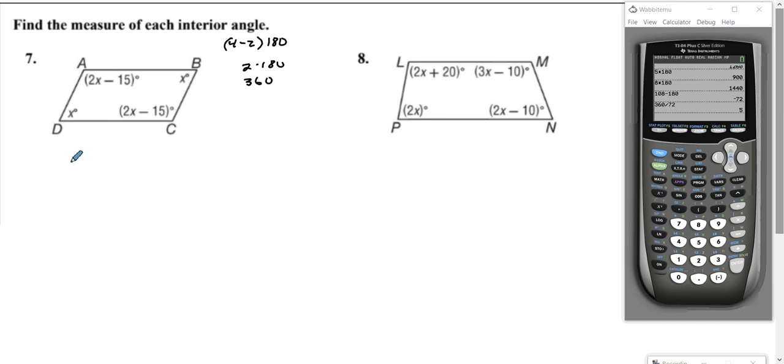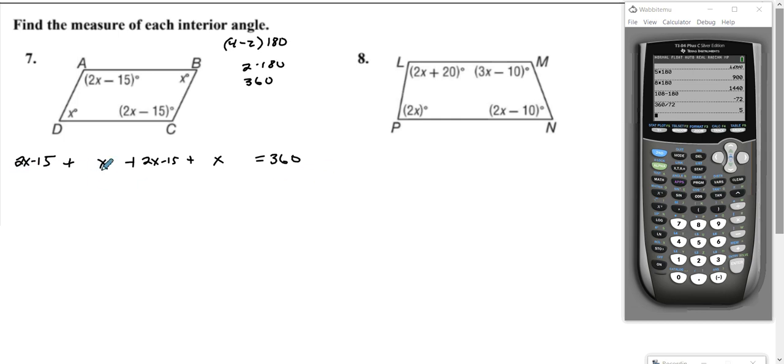So that means if I were to add them all up, there's 4 of them, right? It's going to equal 360. So if I do the 2x minus 15 plus the x plus the 2x minus 15 plus the other x, if I add all 4 of those up, it equals 360. Notice when I write that out, I have an equation.